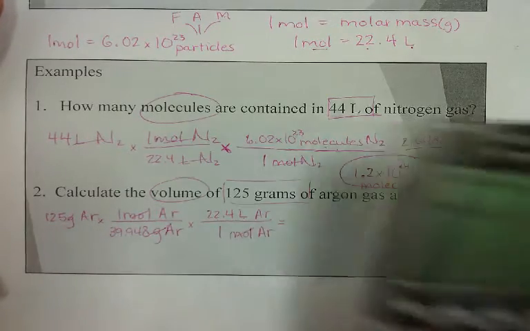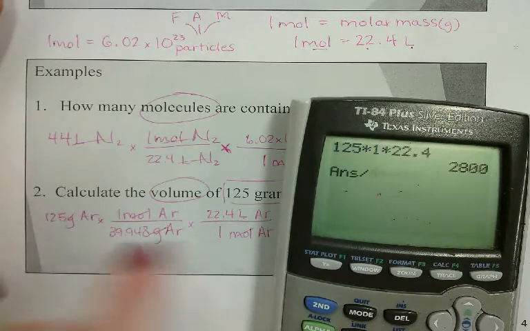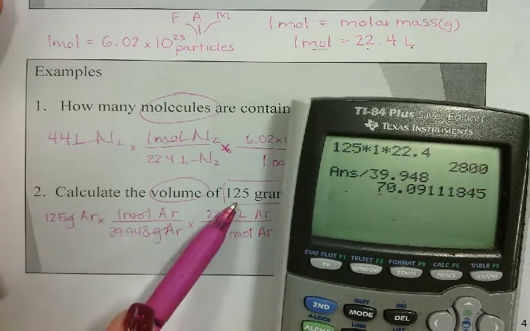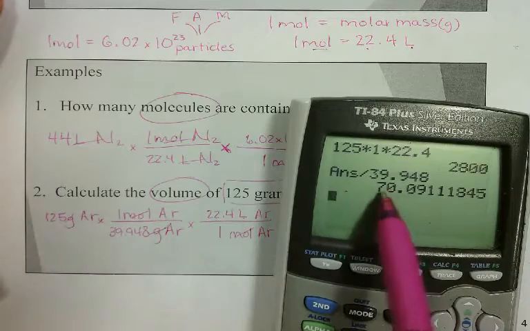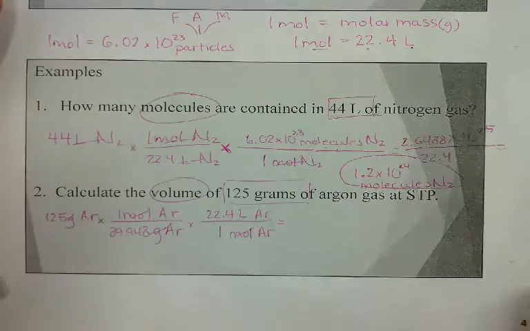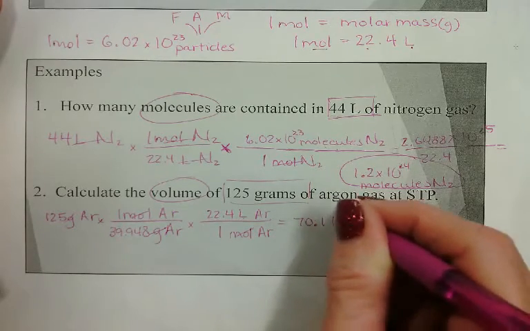So I'm going to multiply everything in the numerator: 125 times 1 times 22.4. And I'm going to divide that by what's in the denominator, 39.948. And I get, ooh, big number. I can only have 3 sig figs in my final answer: 1, 2, 3. So the 9 is going to round the 0 up. My final answer is 70.1 liters of argon gas.